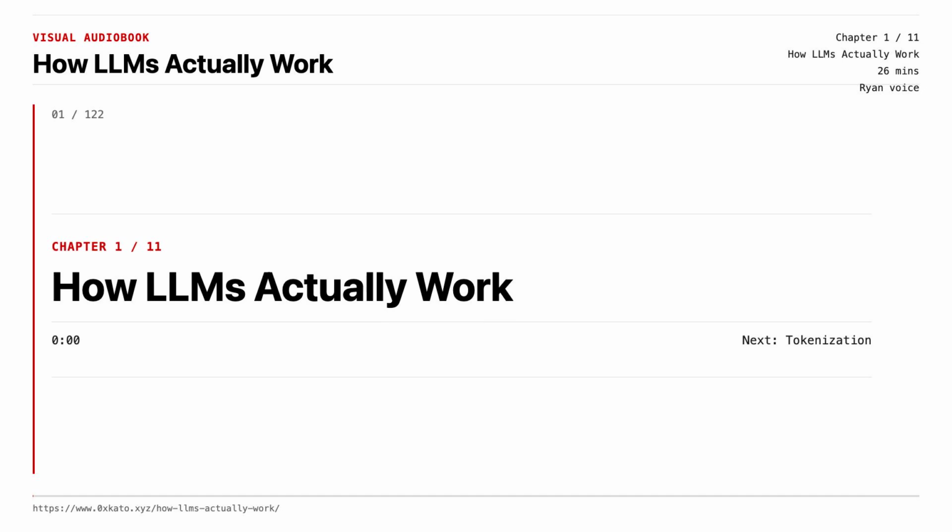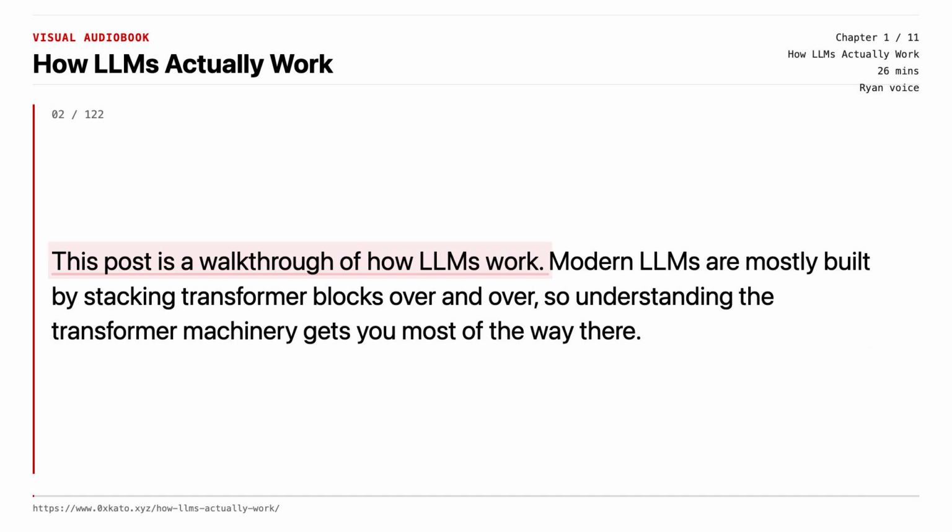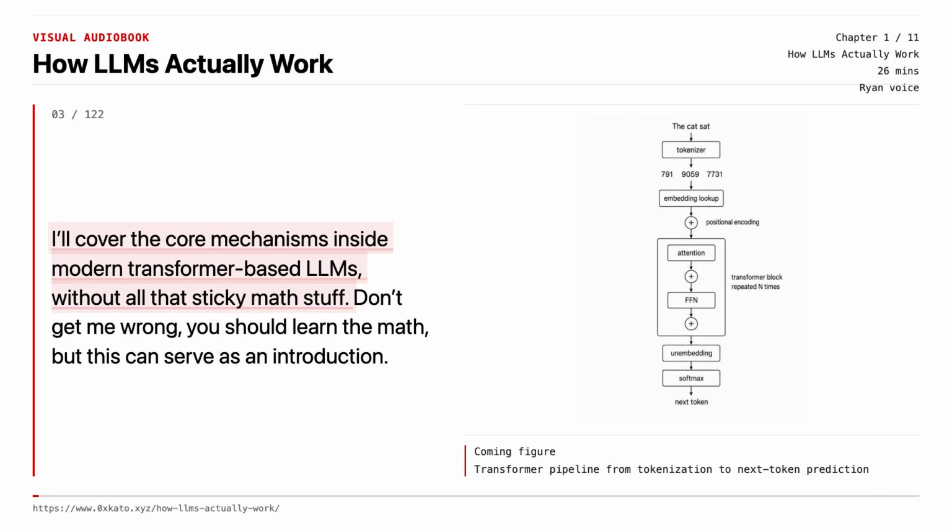How LLMs actually work. This post is a walkthrough of how LLMs work. Modern LLMs are mostly built by stacking transformer blocks over and over, so understanding the transformer machinery gets you most of the way there. I'll cover the core mechanisms inside modern transformer-based LLMs without all that sticky math stuff. Don't get me wrong, you should learn the math, but this can serve as an introduction.